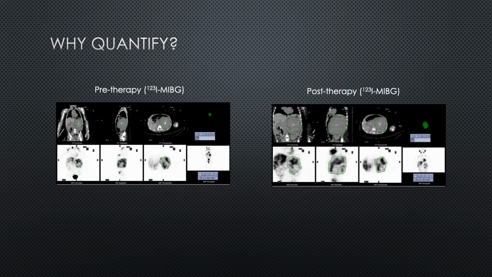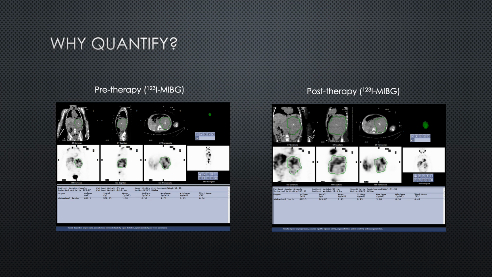Here is another example. We have these pre and post therapy images that we've acquired using iodine 123 MIBG. Can we see if the iodine 131 MIBG therapy has made an impact on this patient? But if we add quantification, we can determine whether there has been a change or not in both the intensity and volume of uptake in our lesions. So quantification can assist us in disease monitoring.